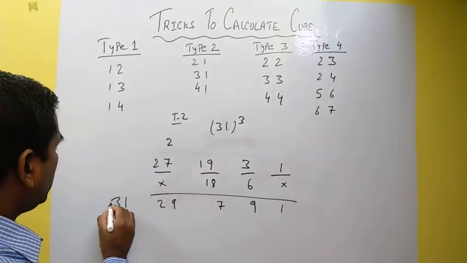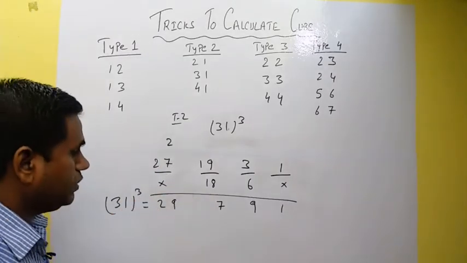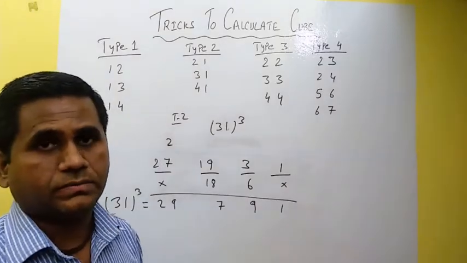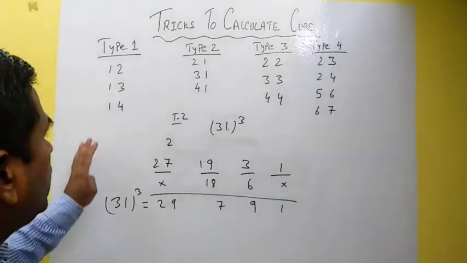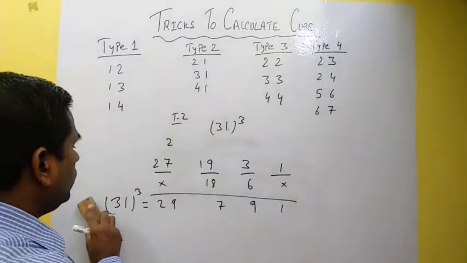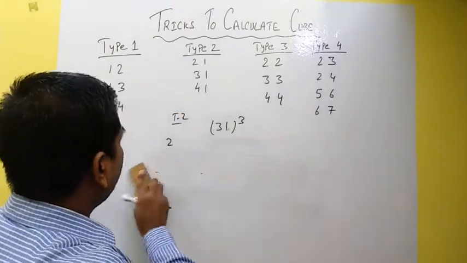So 31 cube is equal to 29791. Okay, this is the 31 cube. So we have done with type 1 and type 2. Now we will be doing type 3.